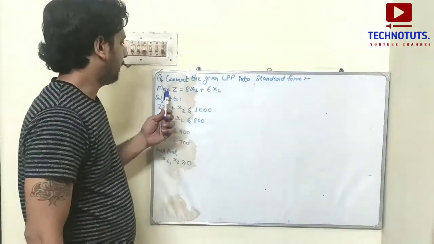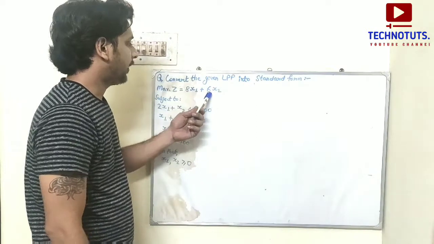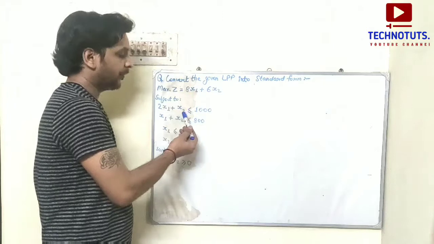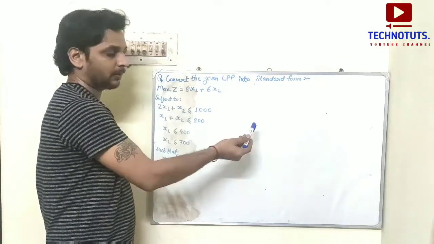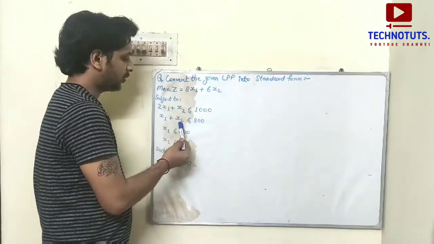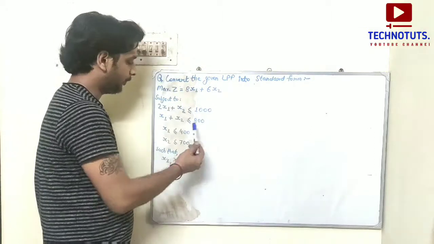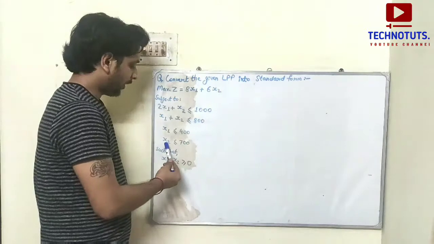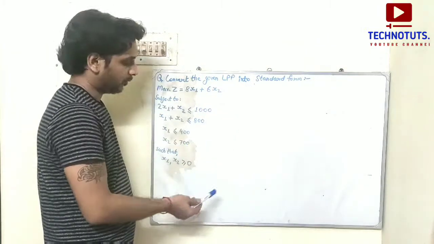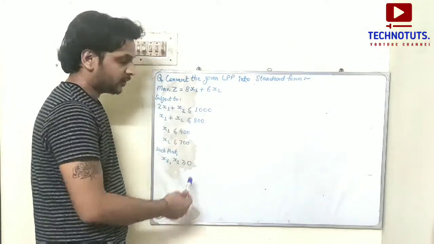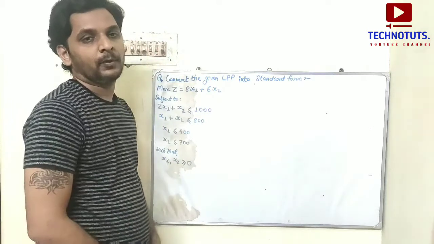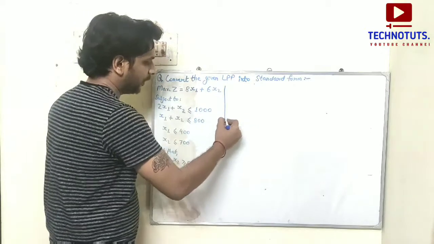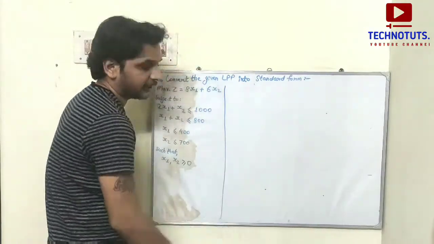Maximize z is equal to 8x1 plus 6x2 subject to 2x1 plus x2 less than or equal to 1000. This is equation number 1. x1 plus x2 less than or equal to 800, equation number 2. x1 less than or equal to 400, equation number 3. x2 less than or equal to 700, equation number 4, such that x1 and x2 greater than or equal to 0. Now students, what we have to do is convert this set of equations into its standard form.